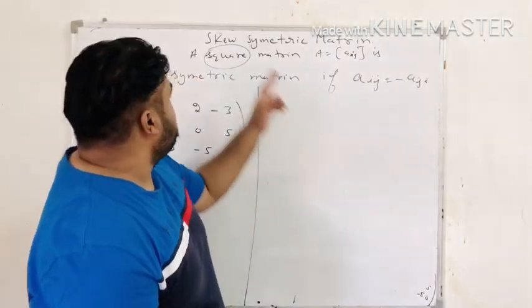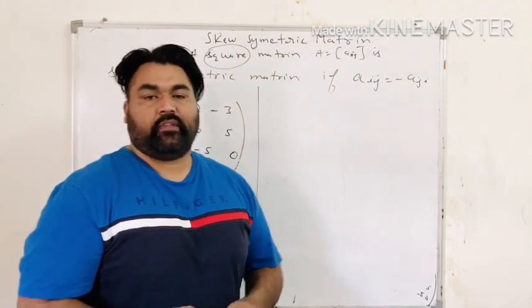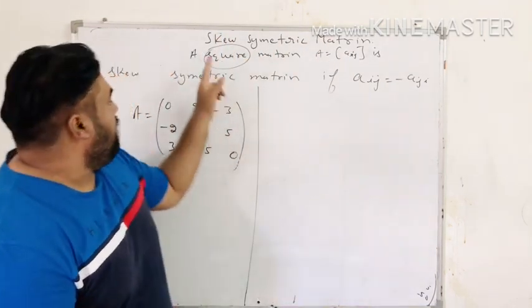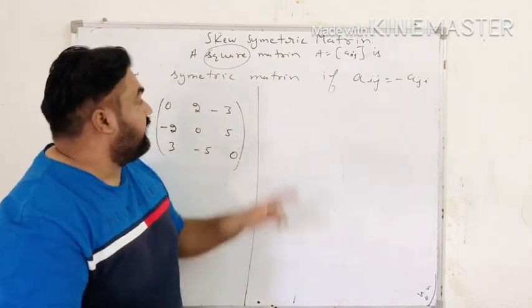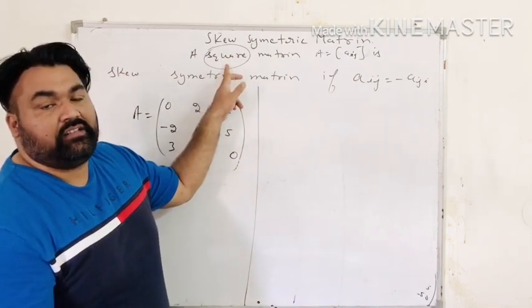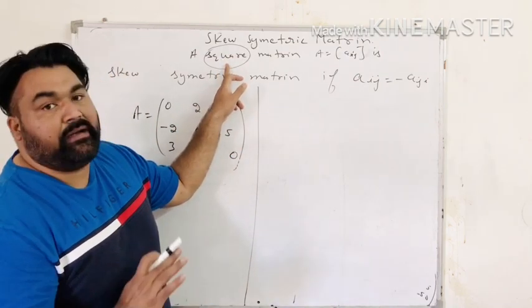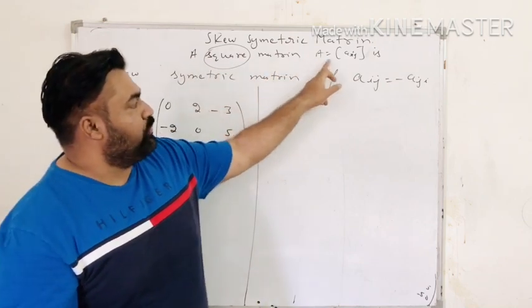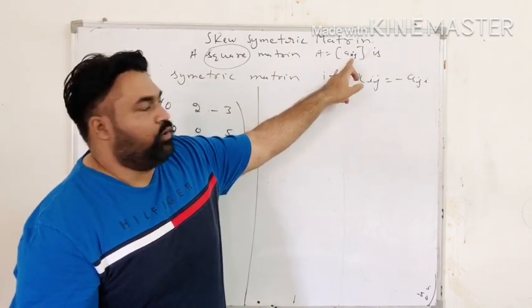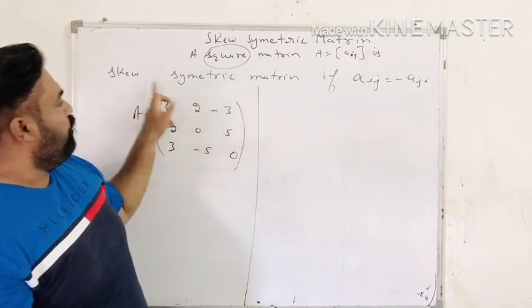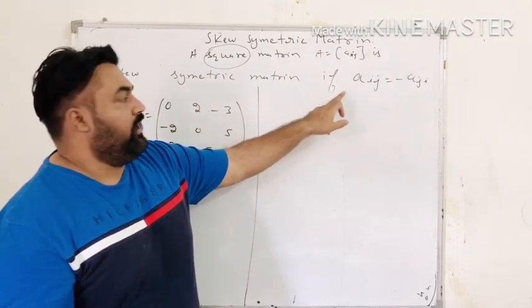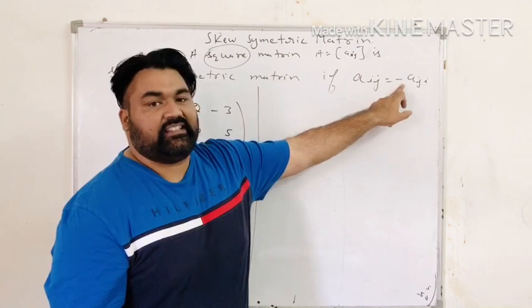The next concept is skew symmetric matrix. What is a skew symmetric matrix? A square matrix. Remember one thing, the matrix must be a square matrix. A square matrix A equals [Aij], where I is rows and J is columns, is a skew symmetric matrix if Aij equals minus Aji.